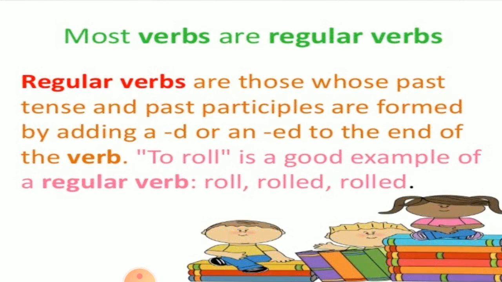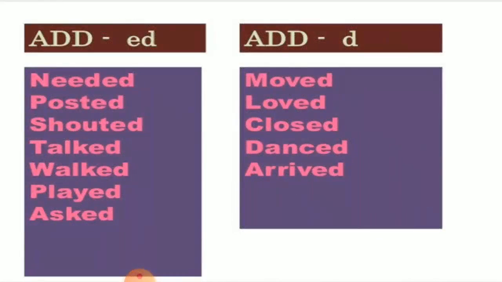Let's see what are regular verbs. Regular verbs are those whose past tense and past participles are formed by adding d or ed to the end of the verb. Means children, when we are adding d or ed to make the verb form past tense, those verbs are called regular verbs. See the example given below: roll, rolled, rolled. So here we have added ed to make it a past and past participle. So this is a regular verb. Now let's see the examples: needed, posted, shouted, talked, moved, loved, closed.